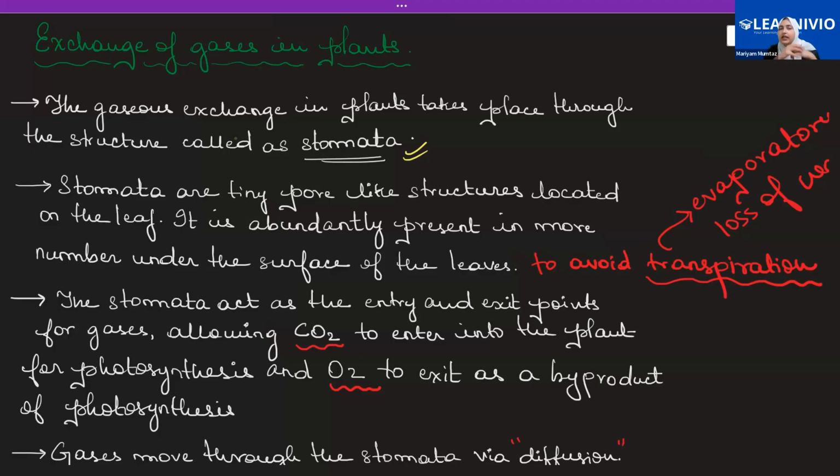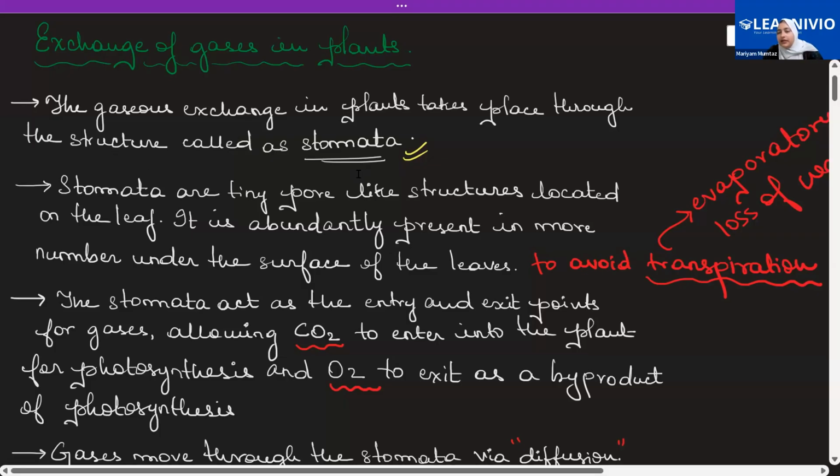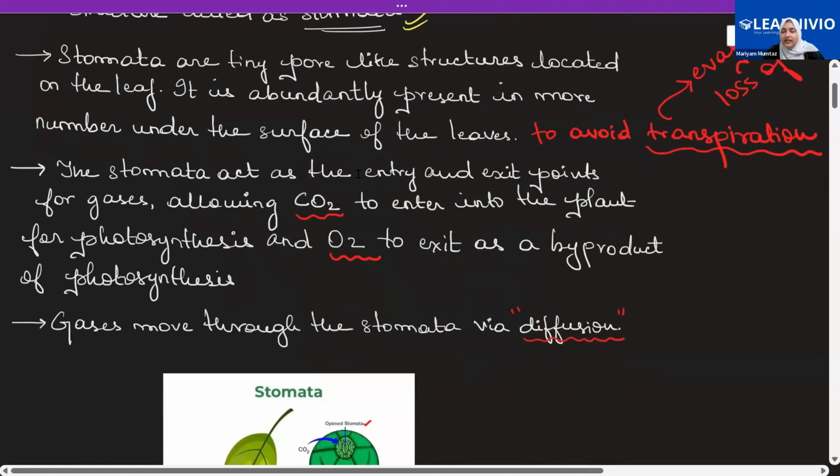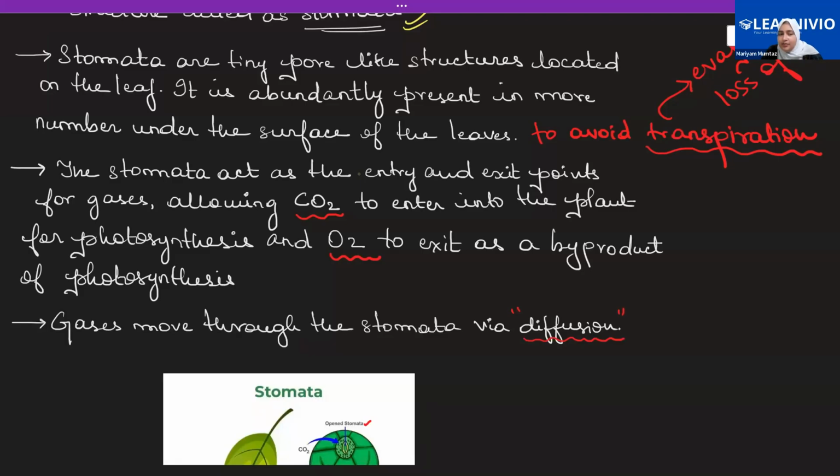Why? Because the lower surface will be in less contact with the environment as compared to the upper surface, so there will be less loss of water from the stomata. This is the reason why the stomata are present underneath the surface of the leaf, so as to avoid transpiration. Clear? Now the stomata act like the entry and exit point for the gases, meaning the gases that come into the plant and go out of the plant do so through the stomata only.